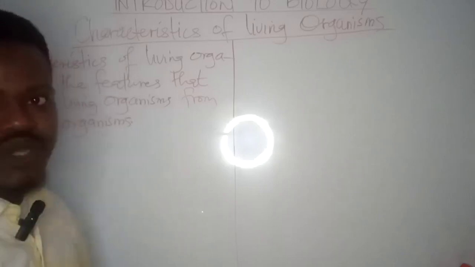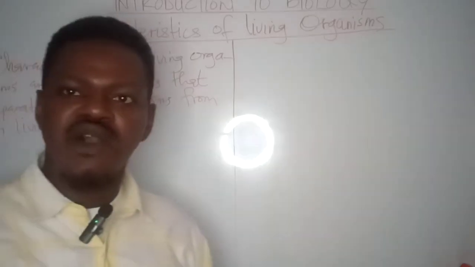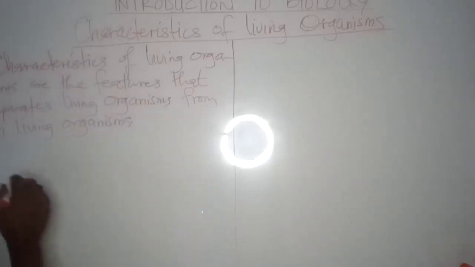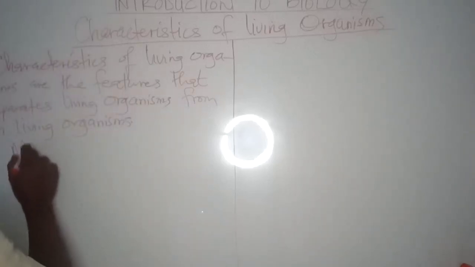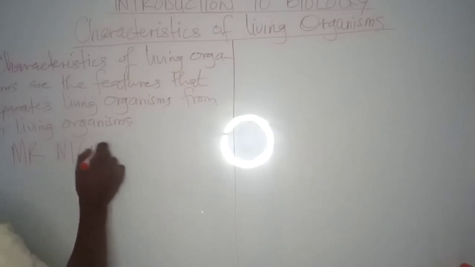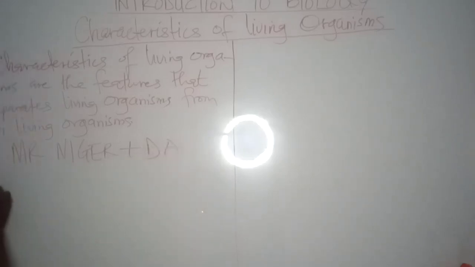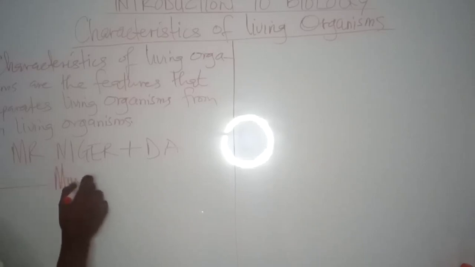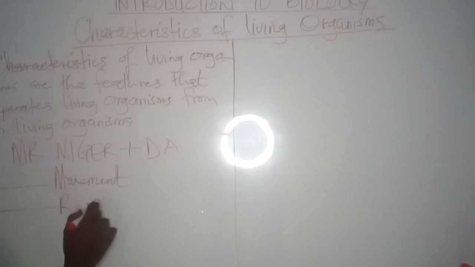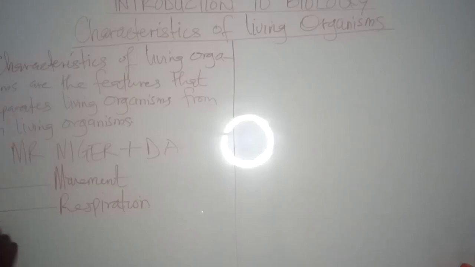All right. And usually, these characteristics of living organisms are often summarized by using the acronym Mr. Niger Plus DA, where M here stands for movement, R stands for respiration, N stands for nutrition, I stands for irritability.